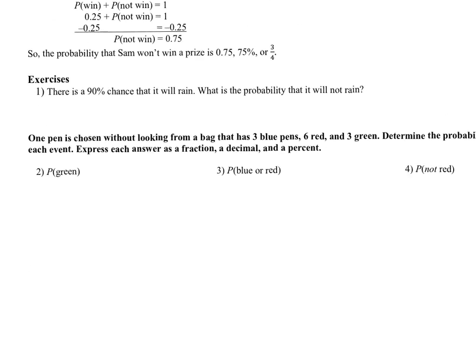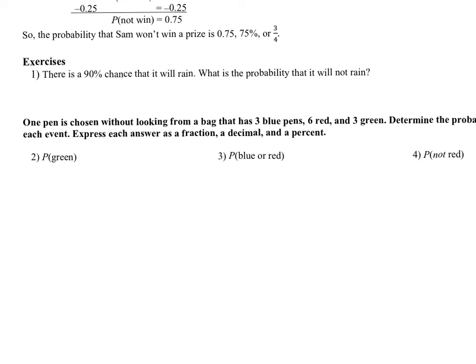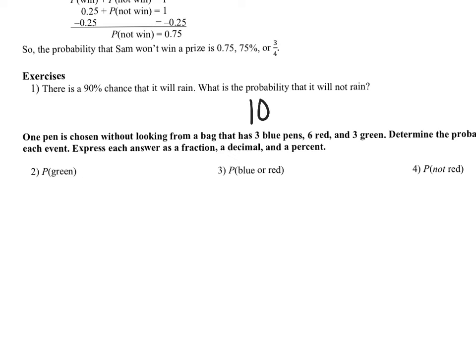Okay? So there is a 90% chance that it will rain. What is the probability it will not rain? 10%. Okay? So we're going to say 10%.